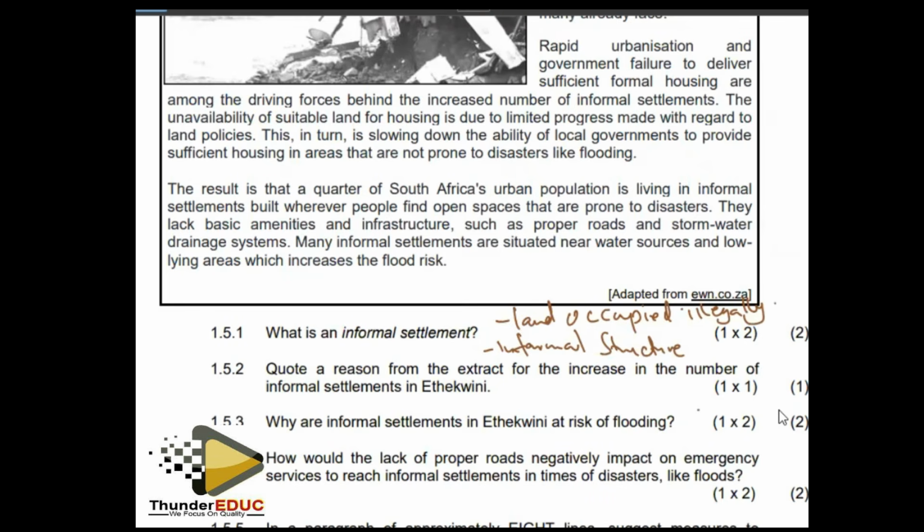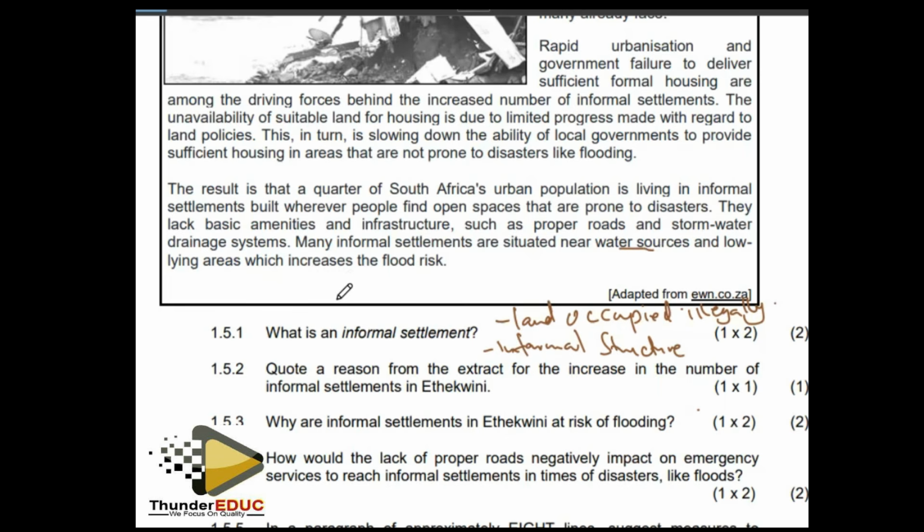1.5.3. Why are informal settlements in eThekwini at risk of flooding? Why do you think they are at risk of flooding? It is indicated in the source somewhere, where we said that they are located near the water sources. Somewhere, I read it somewhere. They lack basic amenities, poor roads, stormwater drainage systems. Informal structures are situated near water sources and low-lying areas. That is one reason. They only need one, but you can have as many. Please, there is that one. They are located near the water sources.